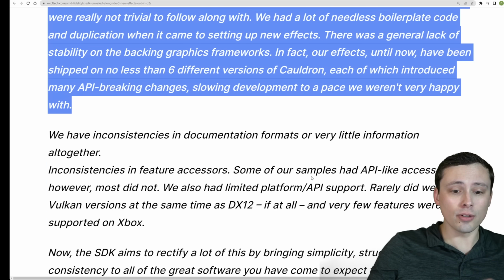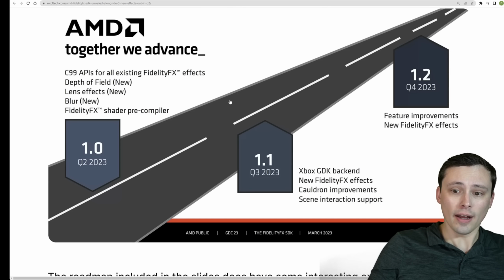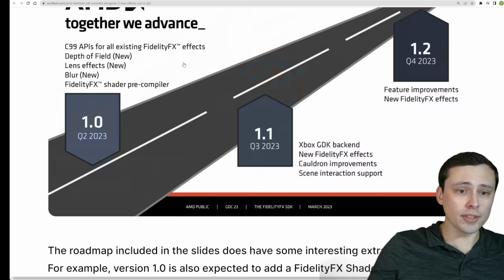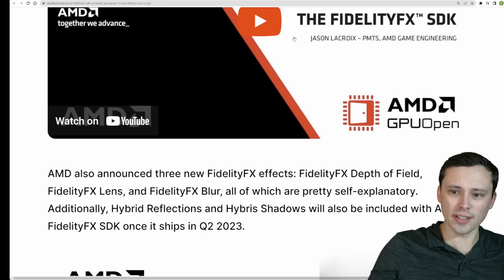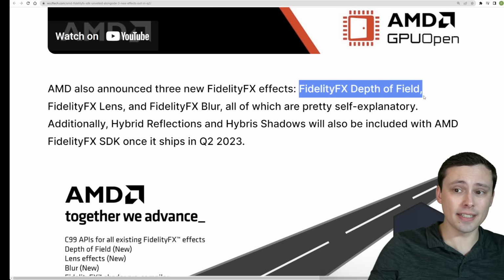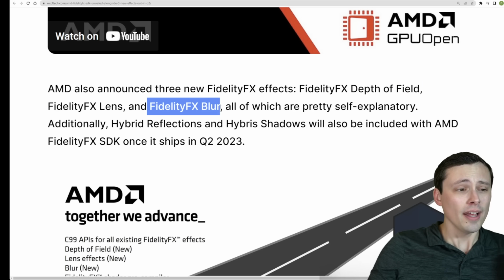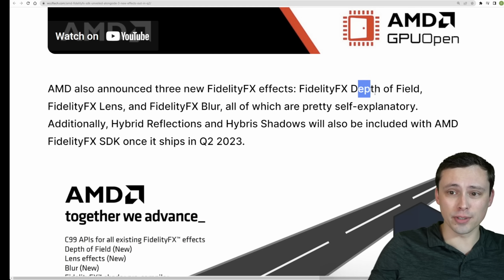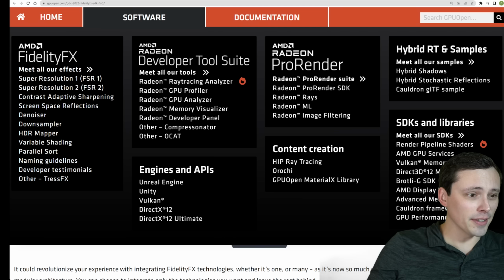Now, with that in mind, though, they did introduce some new FidelityFX technologies. I thought this article had it right here. Yeah, here we go. Three new technology effects, including FidelityFX Depth of Field, FidelityFX Lens, and FidelityFX Blur. Those are all pretty obvious in what they do, with motion blur, depth of field, and lens effects. So yeah, nothing too crazy there.